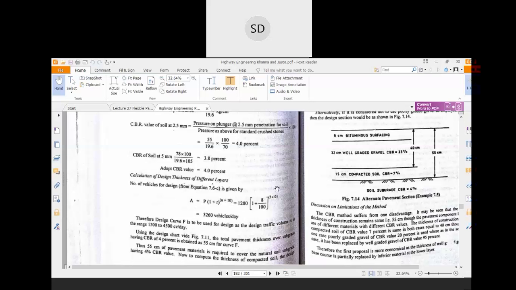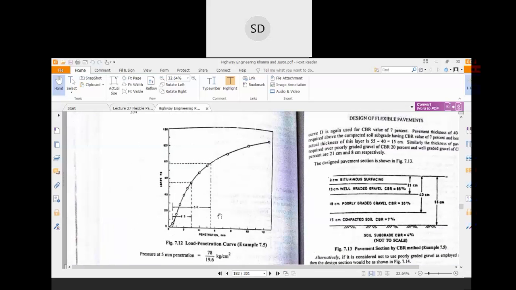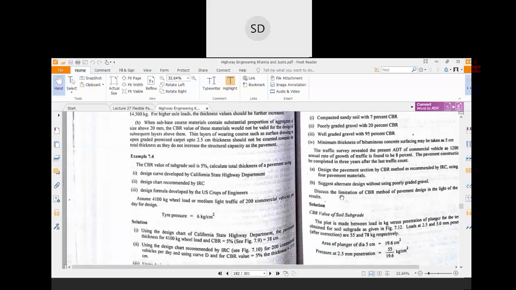first, you have some equations. From those equations you have to find out the total expected traffic after the expected design period. So the number of vehicles for design is given by P into (1 plus R) to the power n plus 10. Okay, there is some error in the data.